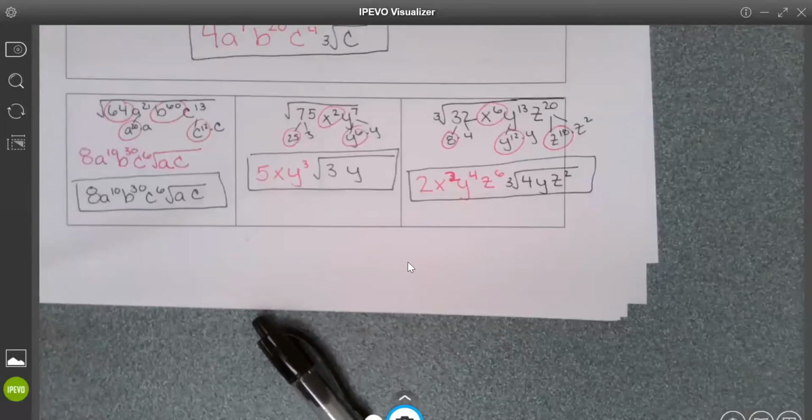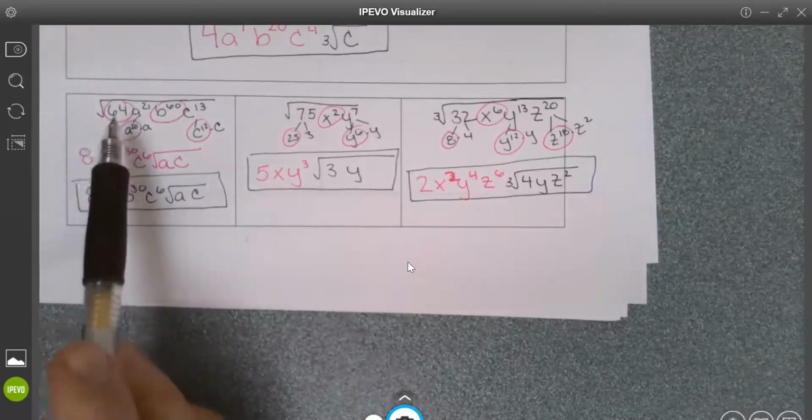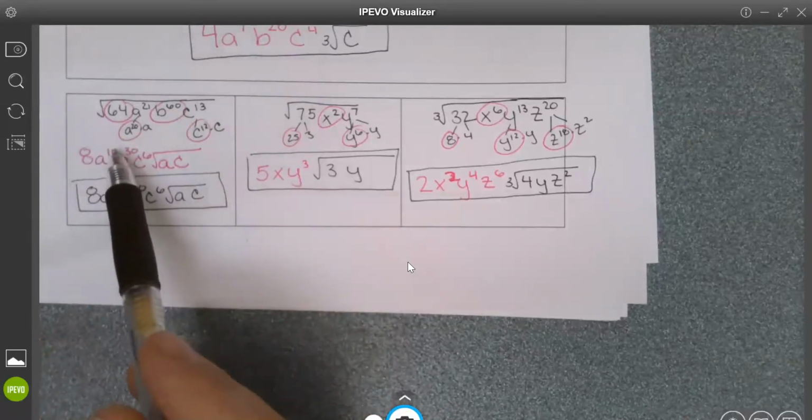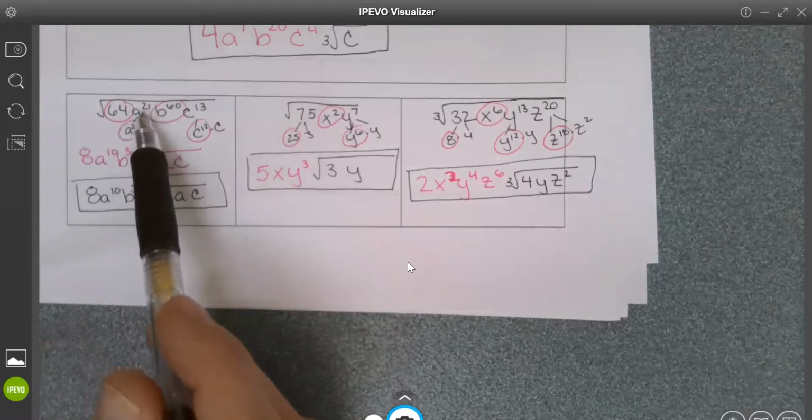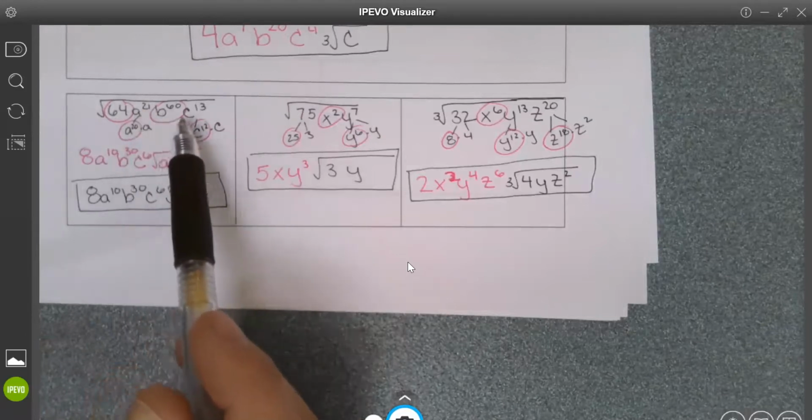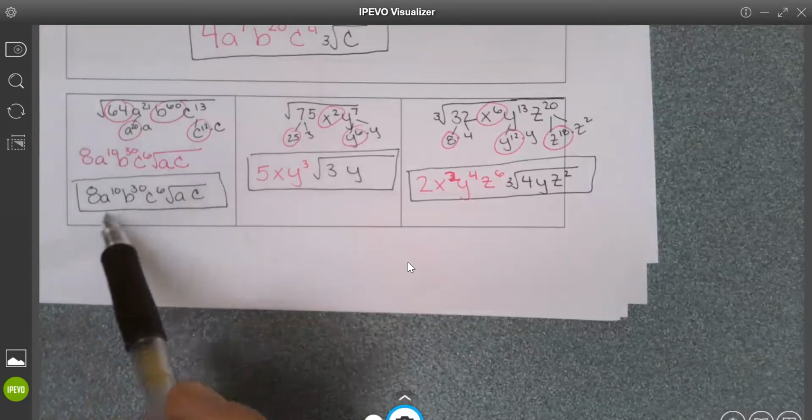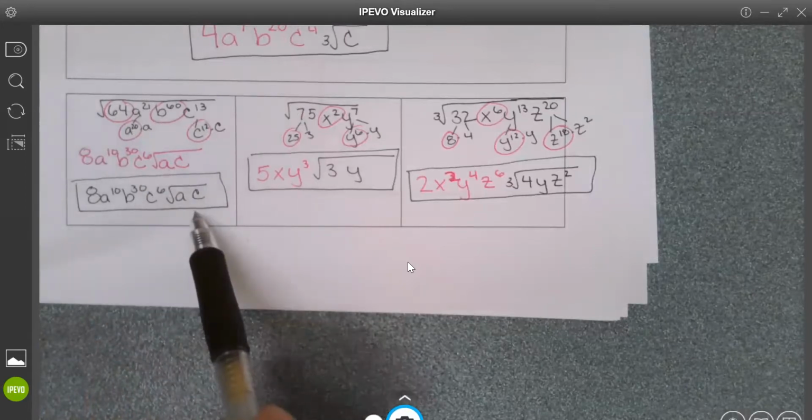Okay, so let's see what we have here. When this becomes a square root, I have to break apart a lot more terms because 21 is not divisible by 2, and neither is 13. Okay, and here's my final answer on that first one.